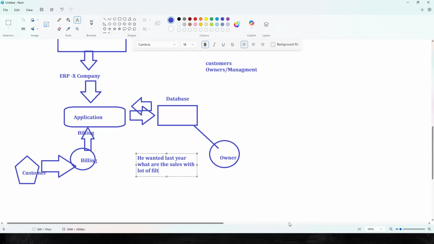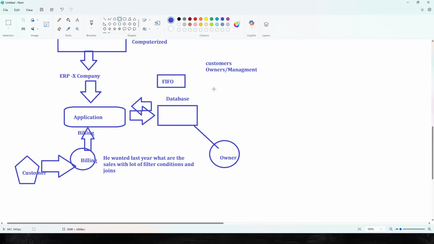Just understand it. I assume you know SQL basically. A lot of filter conditions and joins. Whenever you do analysis, you are going to join and filter the data. Then obviously this database always works as FIFO, first in, first out. Agree? Any database works on whatever comes first goes out first. First in, first out means whoever requests the query, that query will execute first, and later the queries which are in the queue.